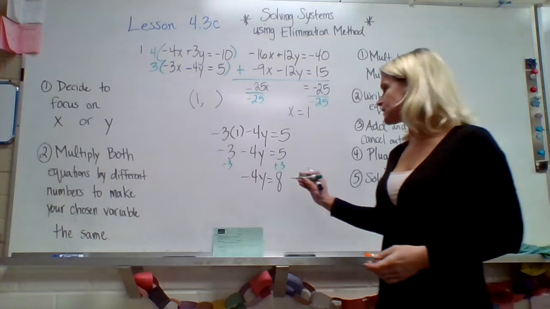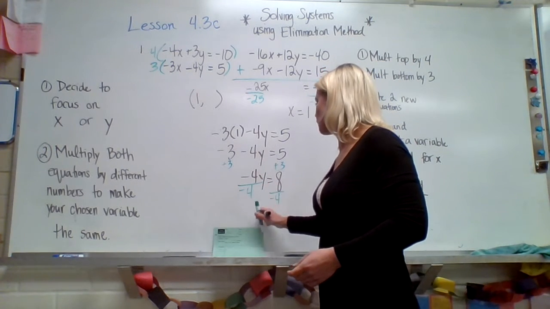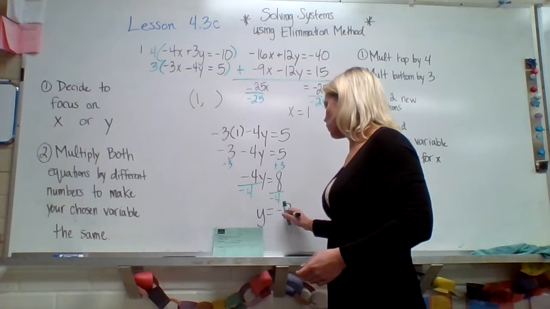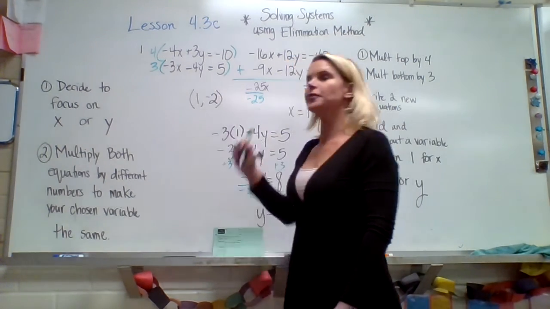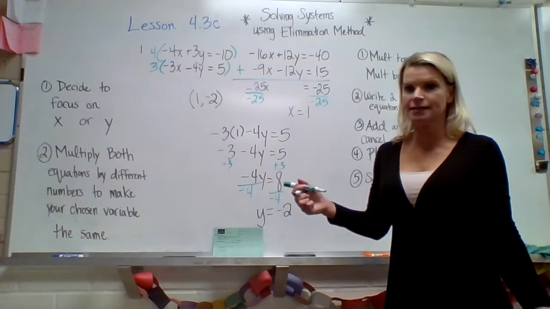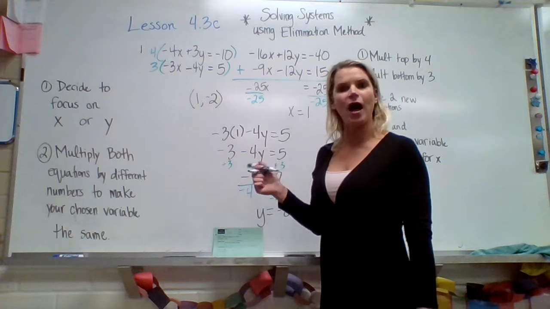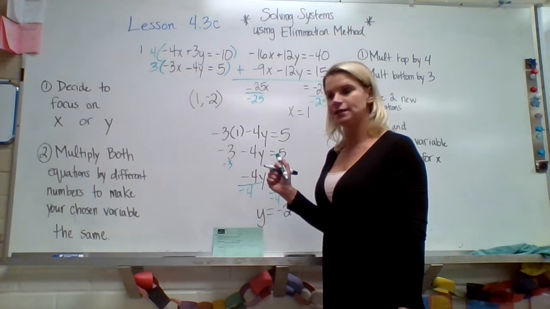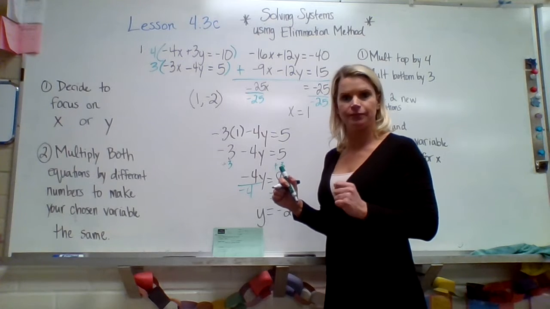Get y alone, isolate the variable, perform the inverse operation, divide both sides by negative 4. My y is negative 2. The ordered pair for this system, the solution to this system is 1 comma negative 2. X is 1, y is negative 2. Awesome. So now we're going to move on and we're going to do example 2 on your worksheet.